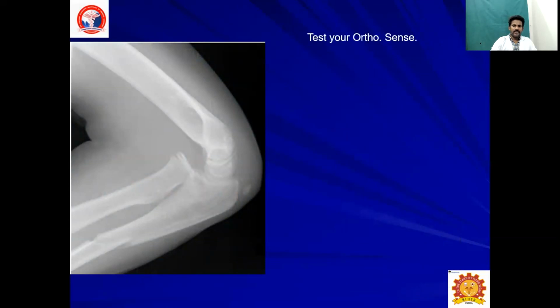Yeah, test your orthosense here. What is the problem you see here? You can see a fractured bone. First, you always assess whether it's a skeletally mature bone or an immature bone. Here you can see the physis, so we are dealing with a case of pediatric immature bone. Then we are seeing an elbow joint here, that is the distal part of the humerus, and in the film you see the proximal part of the radius and ulna.